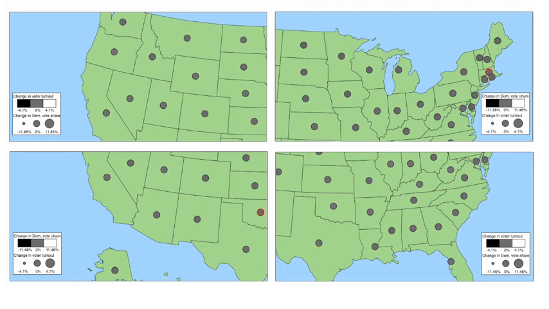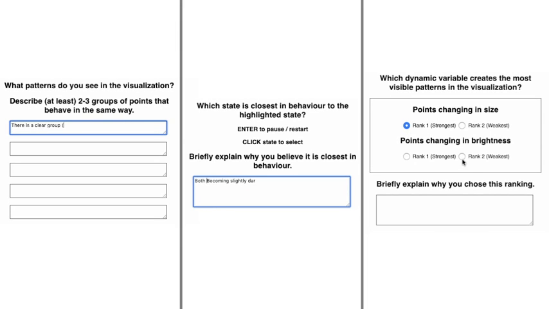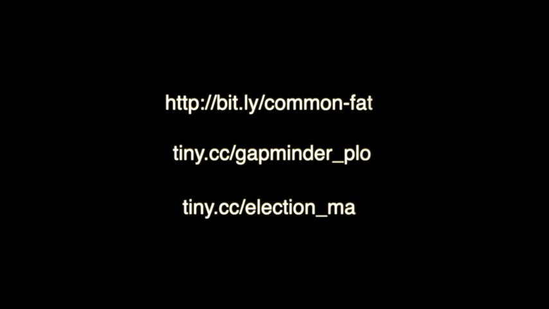Participants repeated each question for 4 views of the election map, which showed roughly 1/4 of the U.S. states. We asked the same questions for both the scatterplot and map examples. All experimental platforms are available online and can be accessed at these addresses.